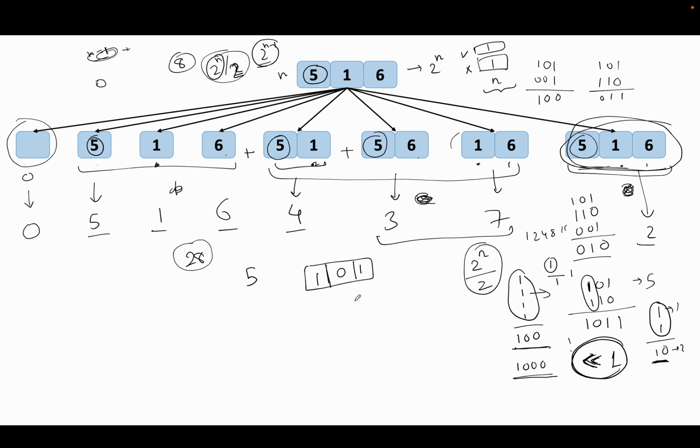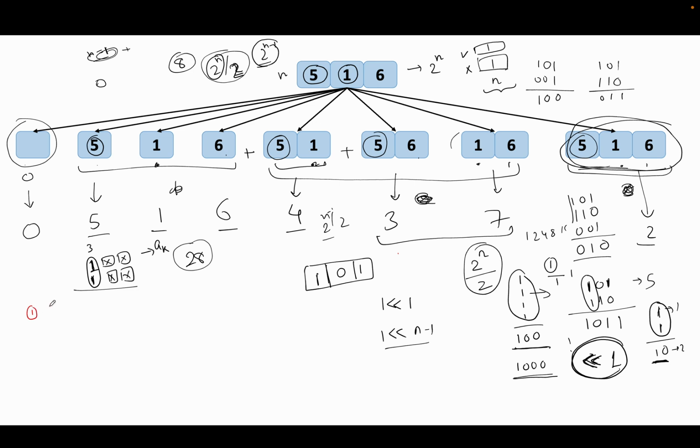Now let's talk about 5. So we know that 5 has occurred 2 raised to power n by 2 times. So finally when we are adding, we follow this thing, how many times a particular bit has occurred. Now we have all the knowledge required to solve this problem. So now focus on a few key things.